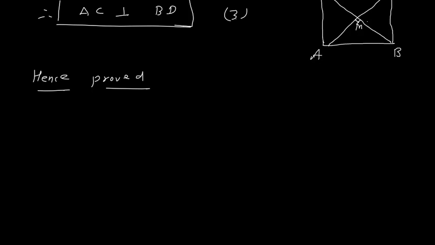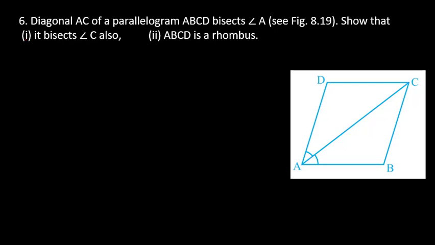You can write all these three statements together here. Okay, now let us see the next question, sixth question. Diagonal AC of the parallelogram ABCD bisects angle A. Show that it bisects angle C.